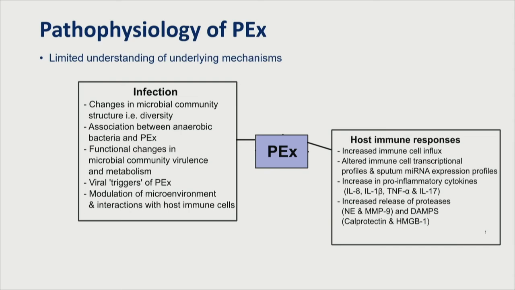So during an exacerbation, there is a heightened inflammatory response within the airway, seen by increases in neutrophil counts, pro-inflammatory cytokines, and proteases within the airway. However, the search for a sputum inflammatory biomarker of treatment response hasn't been successful so far, and this is in part due to the substantial heterogeneity in the inflammatory response to treatment. And some studies have also shown that there are altered immune cell transcriptional profiles during an exacerbation. And these studies have also shown a degree of heterogeneity in immune cell responses to treatment.